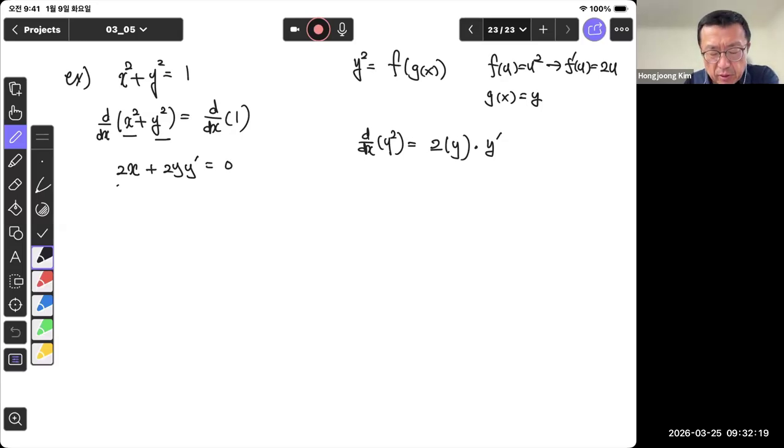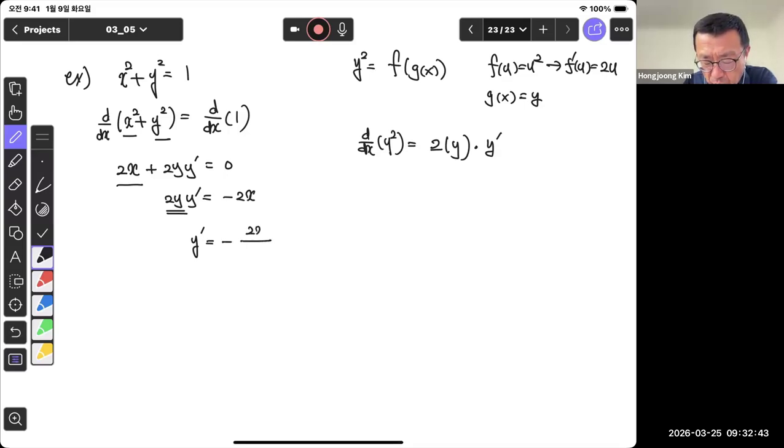Now 2x does not have y prime, so I move this to the right hand side. So you get 2y y prime equals negative 2x. Now if I divide each term by the coefficient of y prime, then y prime will be negative 2x over 2y, which is negative x over y.